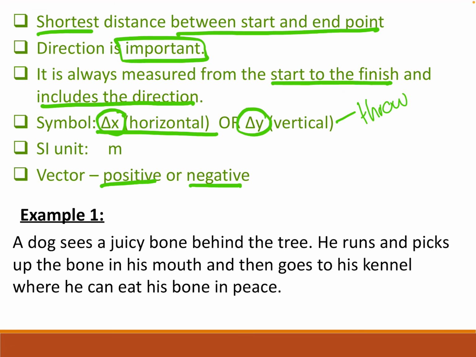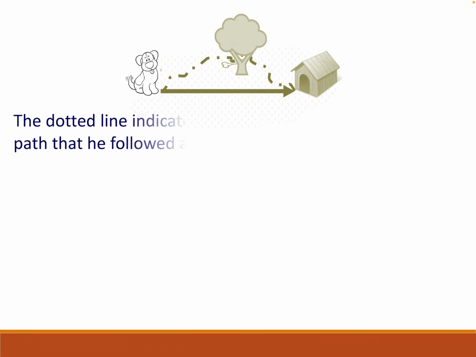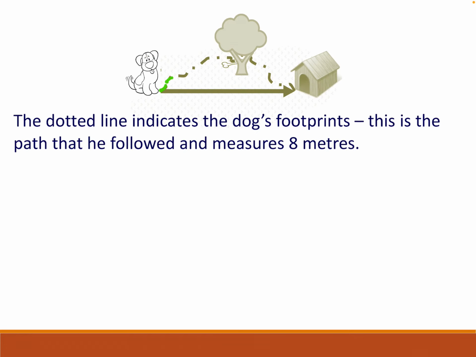So, a dog sees a juicy bone behind a tree. He runs, picks up the bone in his mouth, and then goes to his kennel where he can eat the bone in peace. So here's the situation. Okay. The dotted line, so this line here, is the dog's footprint. So this is the path he followed, which was 8 meters. Okay, so it goes around the tree, ends up at his kennel.